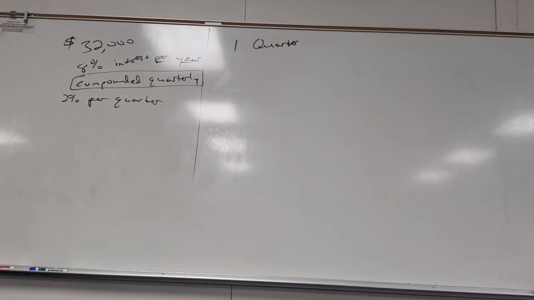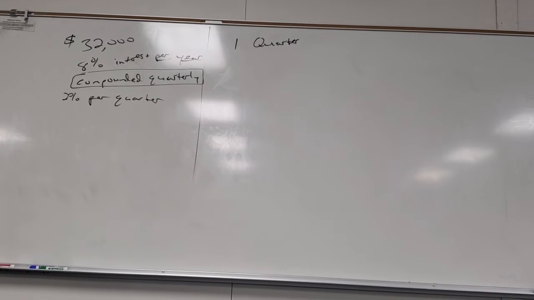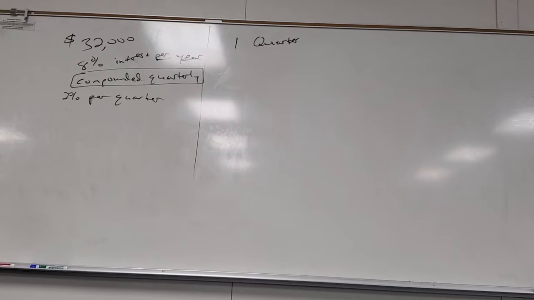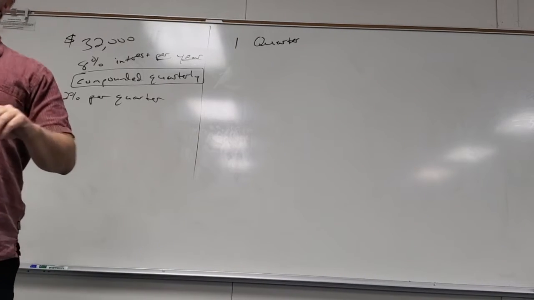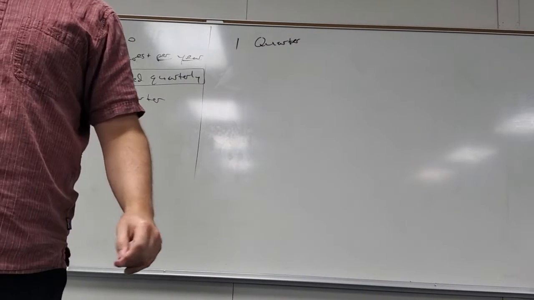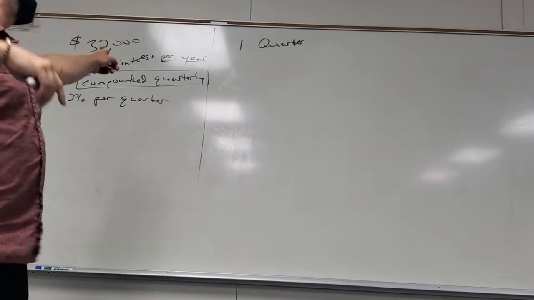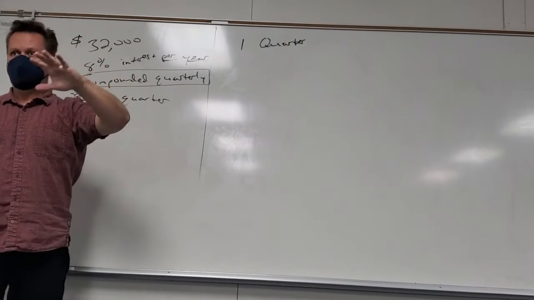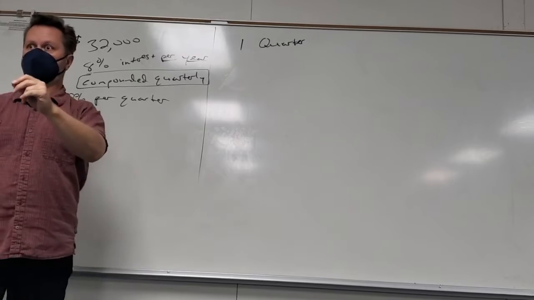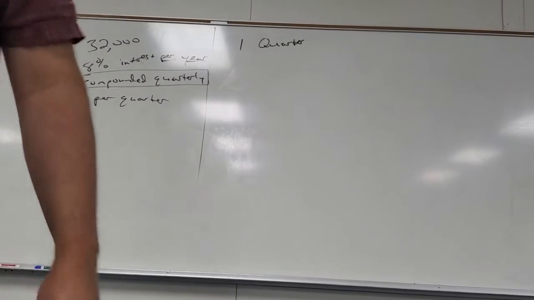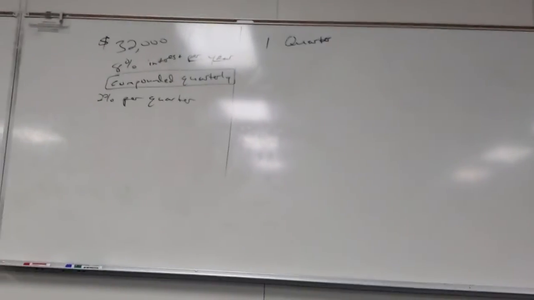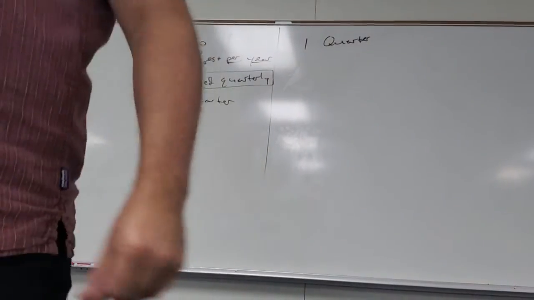Divide the 32 by 2? No. They're going to add 2%. 2% of what? Of the 32,000, right? What does "of" mean? Times. So they're going to do 2% of 32,000. Stay with me.